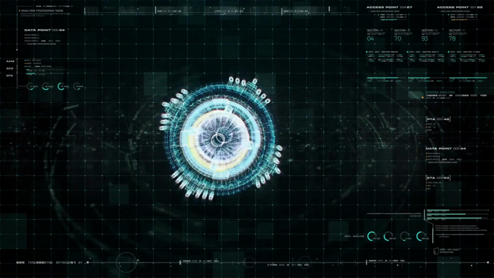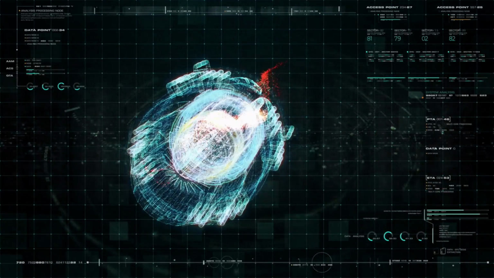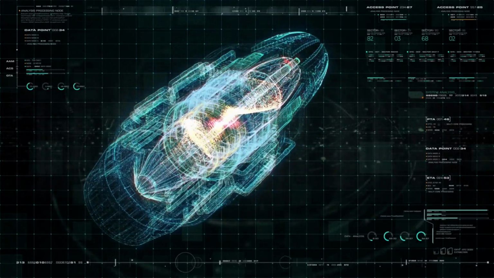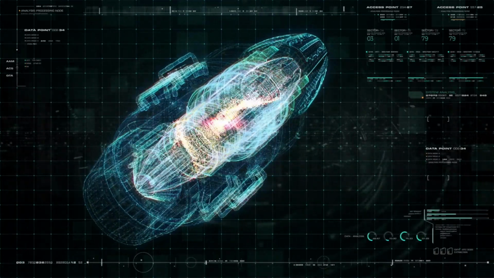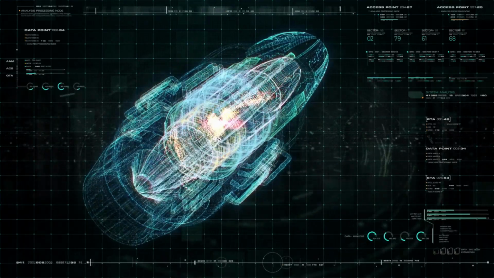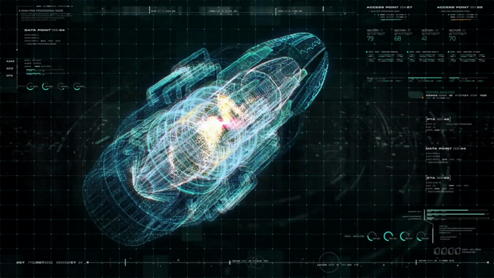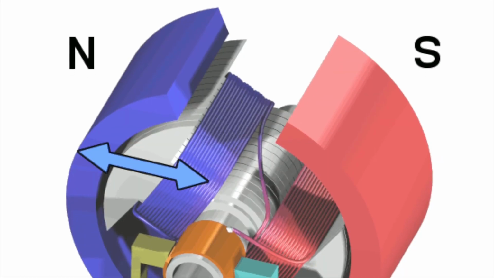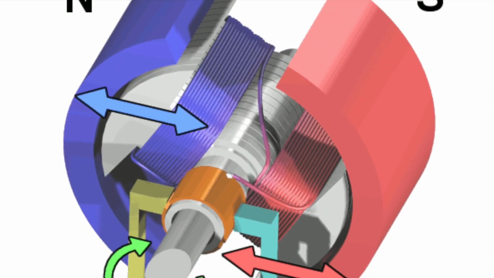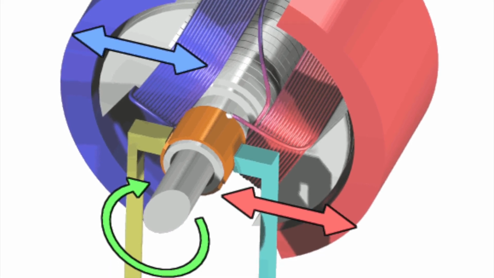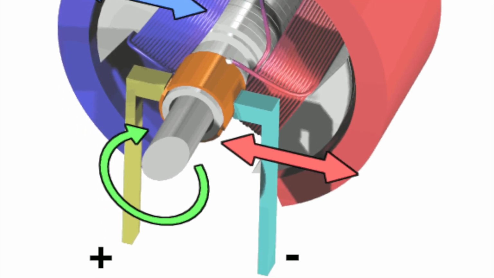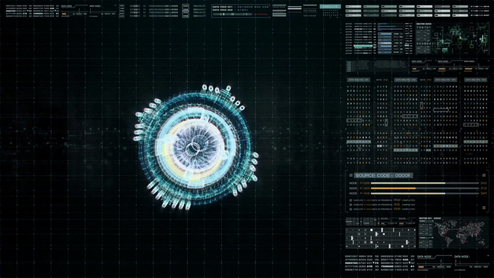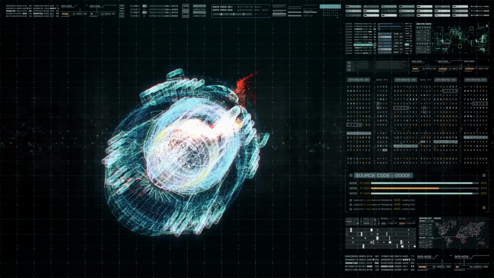Number 4, brushes in DC motors. Brushes are stationary contacts that press against the commutator, transferring electrical current to the rotor. Number 5, bearings. Bearings support the rotor shaft, allowing it to rotate smoothly within the stator. Number 6, permanent magnets. In some designs, permanent magnets are used in place of or in addition to electromagnets in the stator. These provide a fixed magnetic field that interacts with the rotor field.